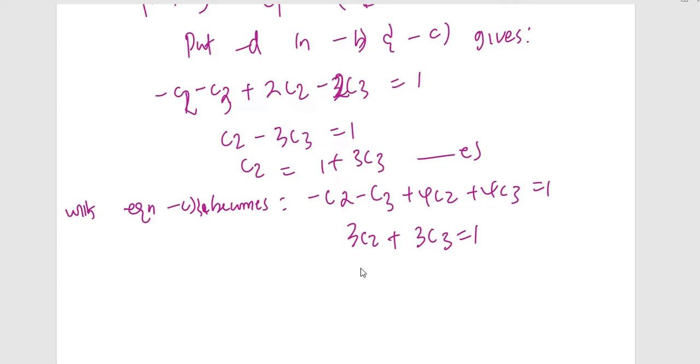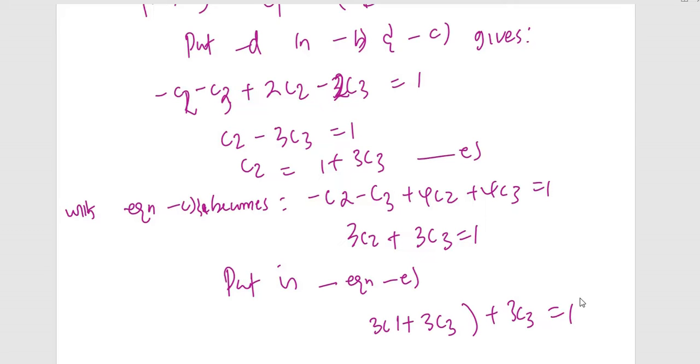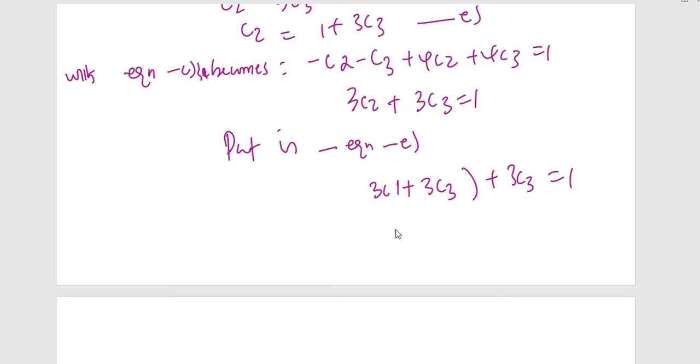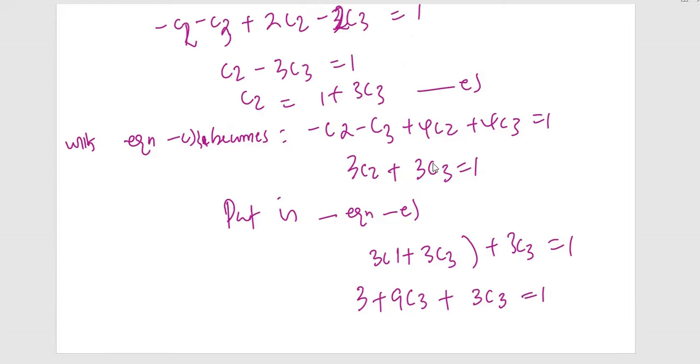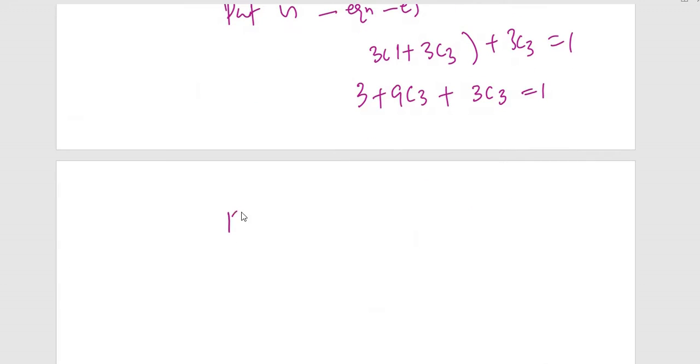Now if I want c3, I'm going to bring this equation and put in equation E. So it means 3c2 will be 3 bracket 1 plus 3c3, plus 3c3, so that I'm able to eliminate c2 automatically. So this is 3 plus 9c3 plus 3c3 is equal to 1, which means that 12c3 is equal to 1 minus 3, and c3 is therefore equal to negative 2 out of 12, and this gives you negative 1 out of 6.